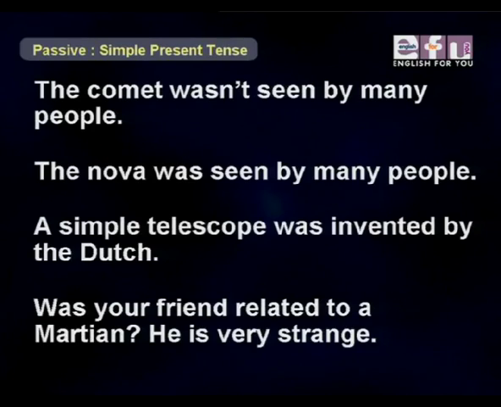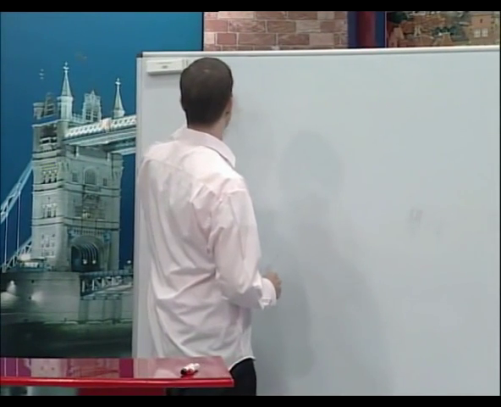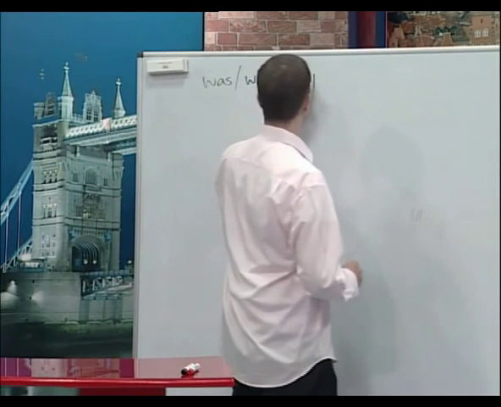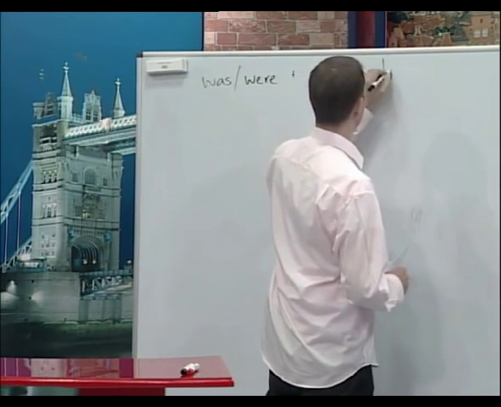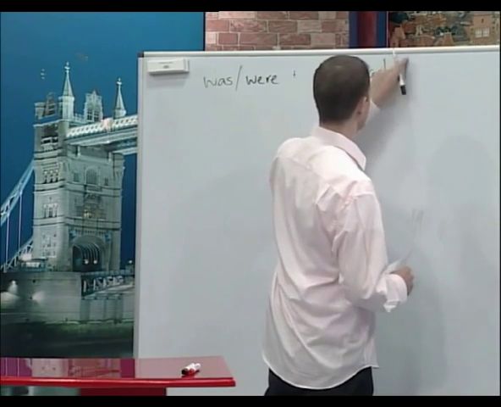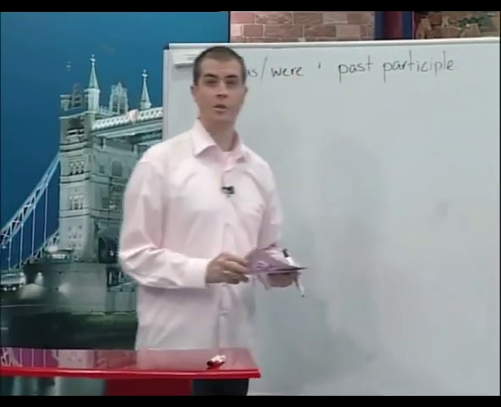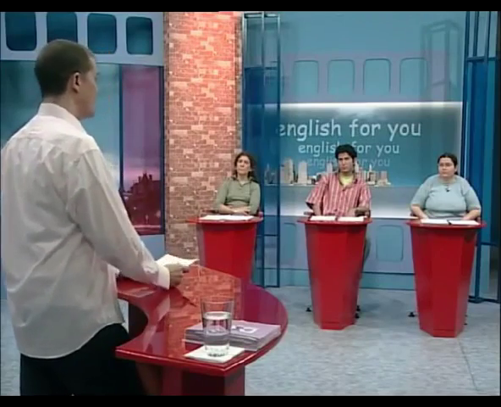He is very strange. For the simple past, we use was or were plus the past participle. Participle. There we go. So let's practice these now. Let's review the passive with the simple past.